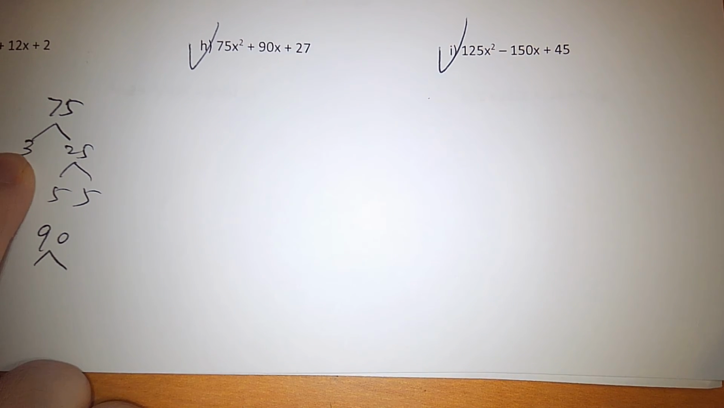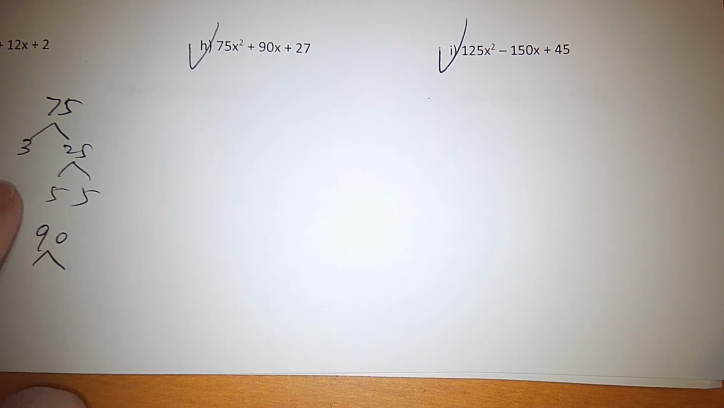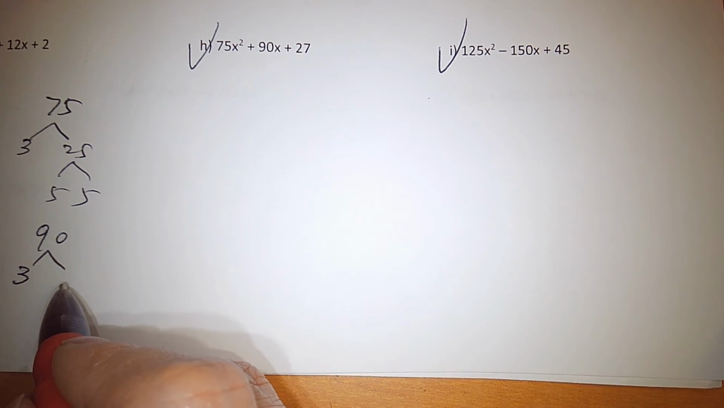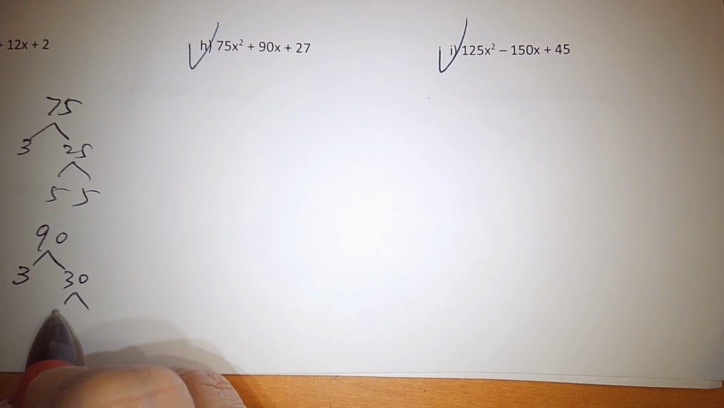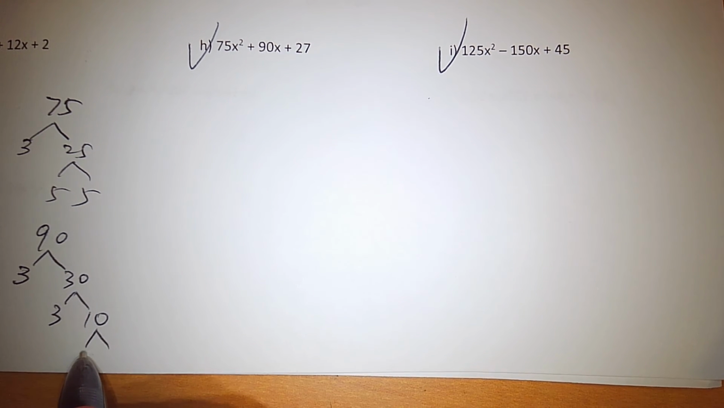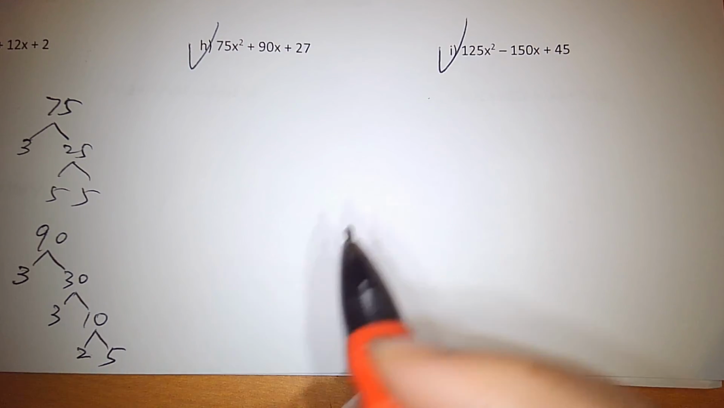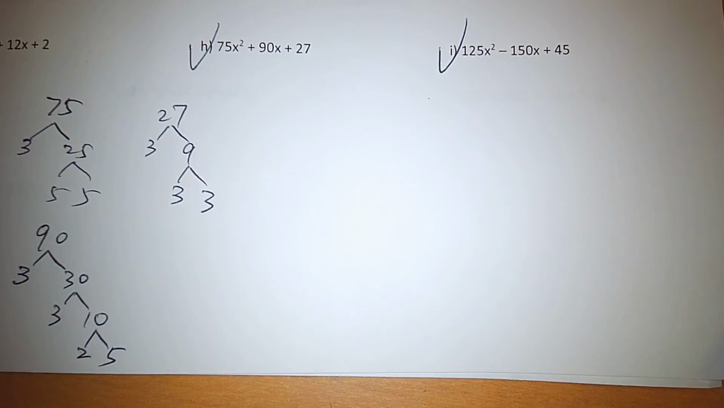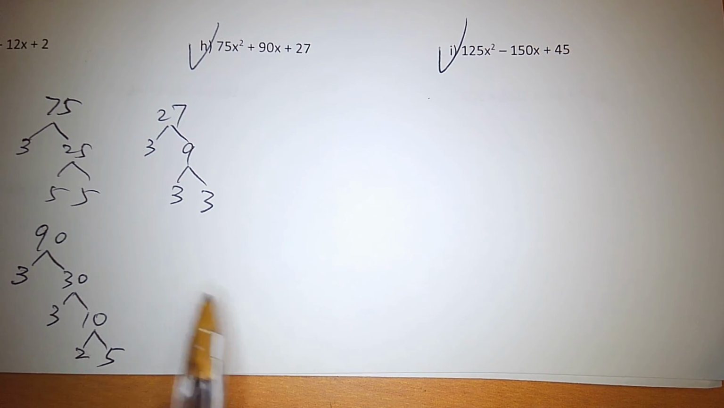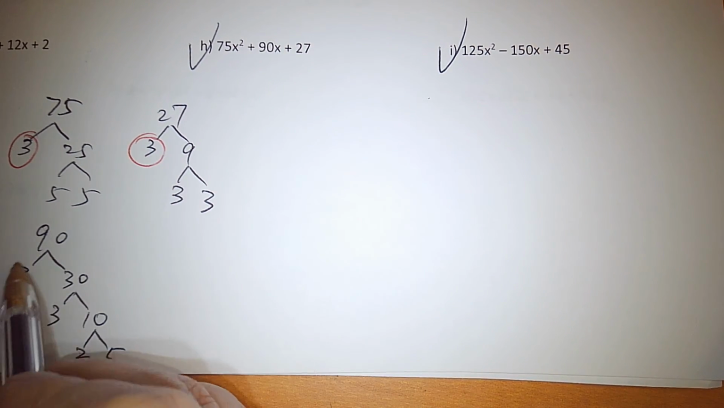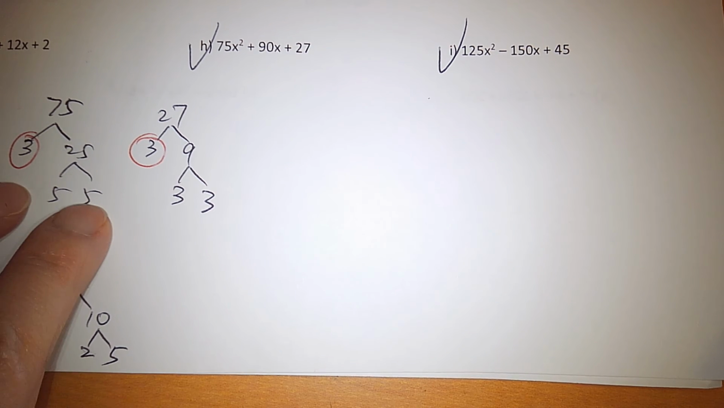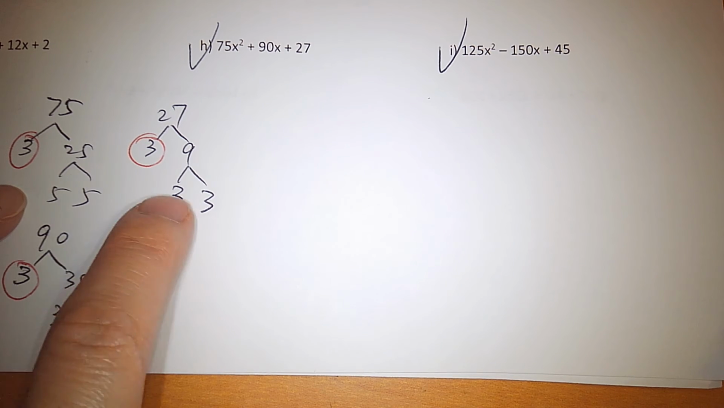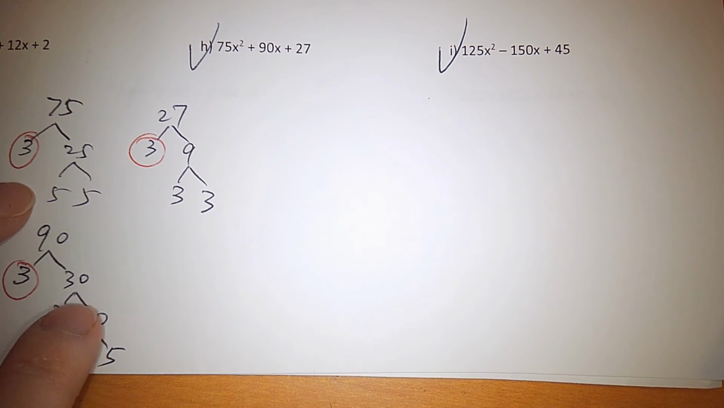So there's no 2 in this factor, so we don't want to start from 2, we start from 3. So 90 can be factored to be 3 times what? 30. And 3 times what? 10. And then 2 and 5, right? And 27, 3 and 9, 3 and 3, right? So any common factor can you tell? 3. How about 5?